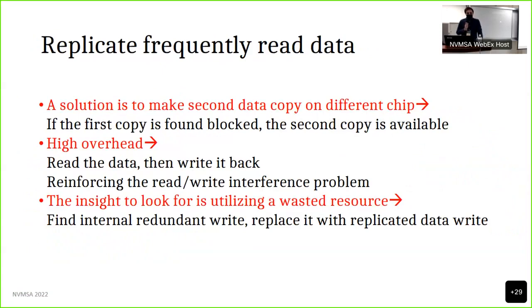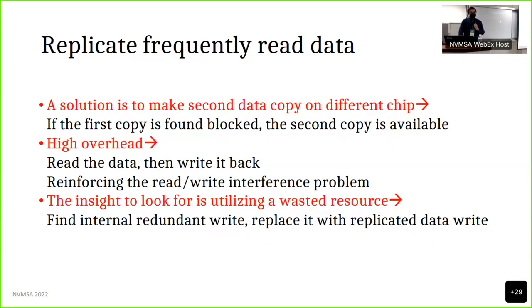So a potential solution we're thinking of in this research is to replicate frequently accessed data. The idea is straightforward and simple: just copy the frequently read data into different chips. So if one copy of the data is blocked by ongoing write requests, another copy is available. However, this technique has a drawback because of the high overhead. In order to do the replication, we need to read the data out of the NAND flash and then write it again into a different chip. That will add more internal read and write workload, and that will reinforce the original read and write interference problem.